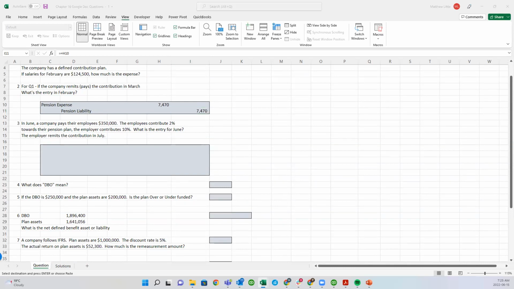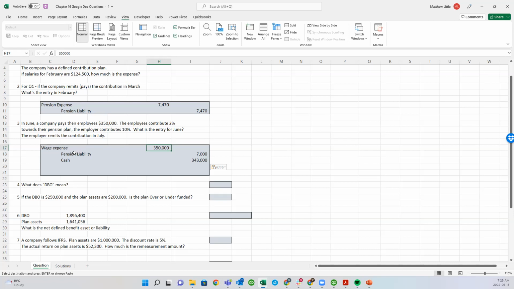Number 3 says, in June, a company pays their employees $350,000. The employees contribute 2%, and the employer contributes 10%. What is the entry for June? The employer remits the contribution in July. So let's first do the entry for the wage expense. Let's assume no other reduction from the wages. I know it's not real, but let's assume wage expense was $350,000. So we need to debit our wage expense for the amount we've paid the employee, $350,000.